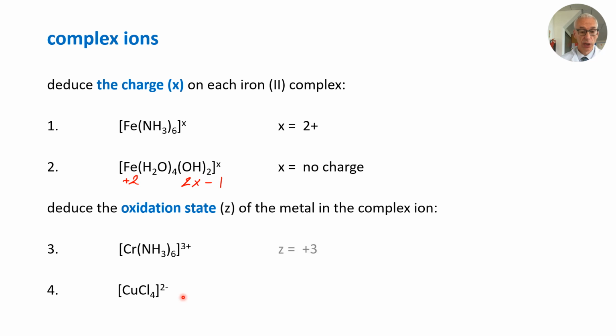Okay, so, as the ammonia molecule is neutral, the 3+ charge on the complex ion must be due to the charge on the chromium. So the chromium oxidation state is +3.